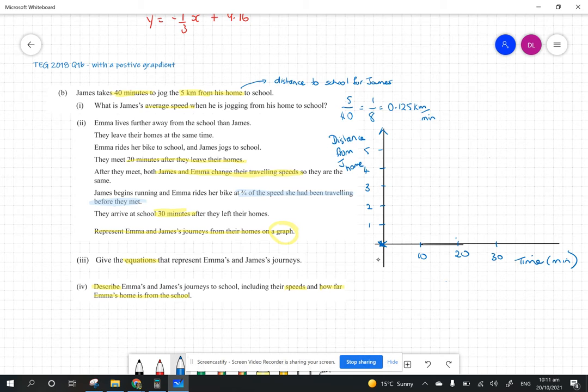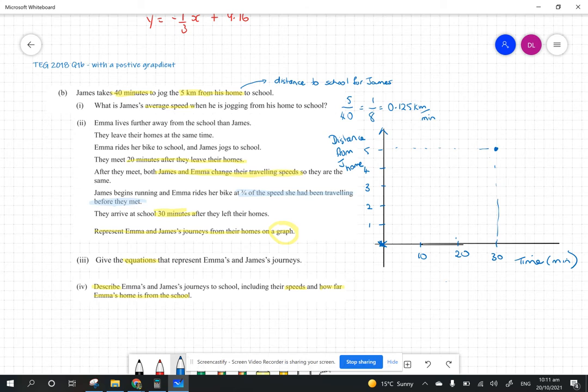Okay, so what you do know is if we define the scale as distance from James's home, then 0 will be where he starts. He starts off at home, so his distance from home is 0. When he gets to school, it's 30 minutes later, and he will be here in 30 minutes. He'll be at school, which is 5 kilometers away from his home. Okay, so you have that point there.